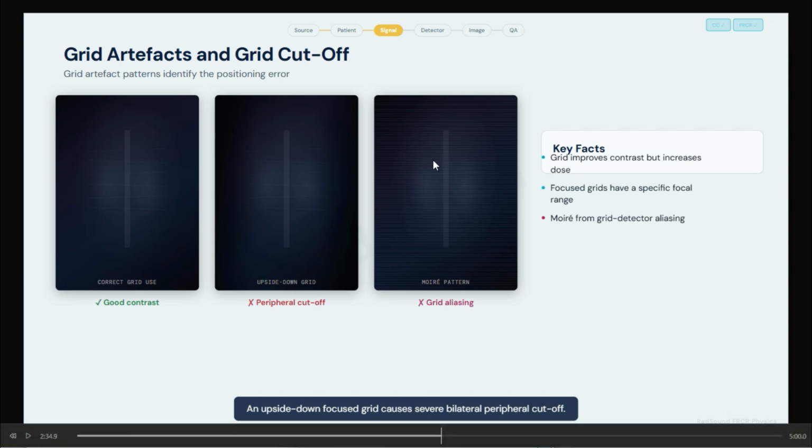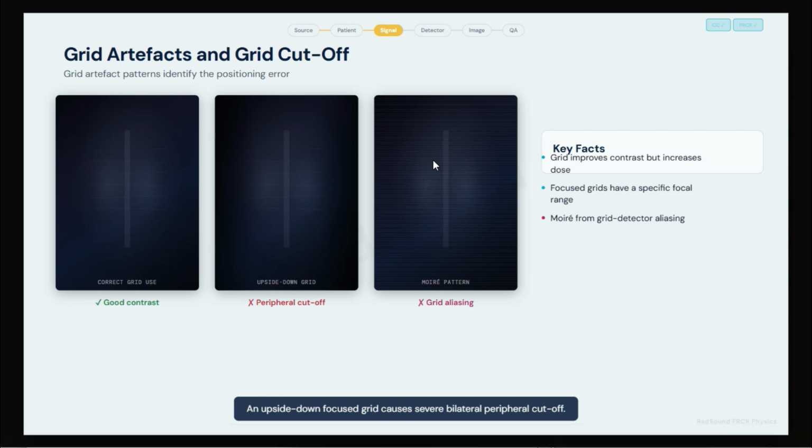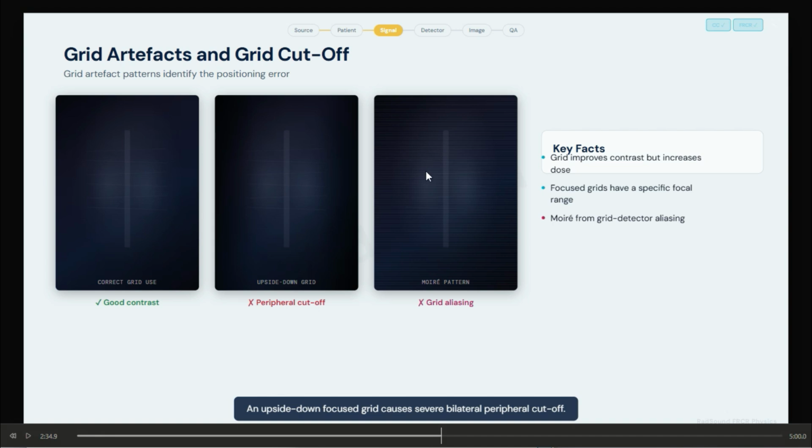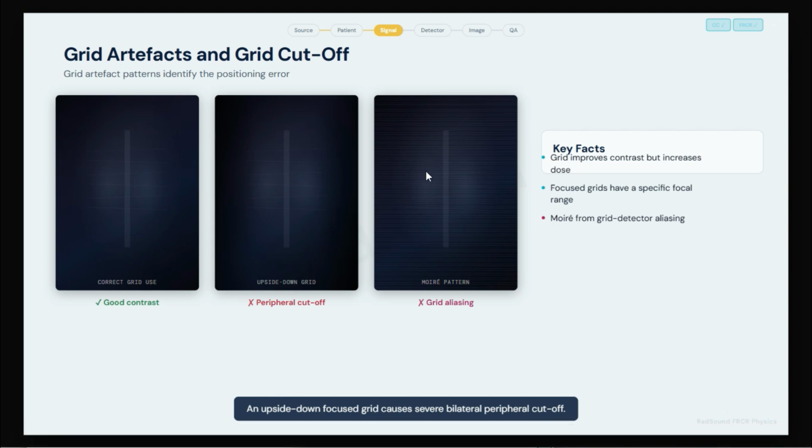You should match the grid frequency to the detector. You shouldn't use a detector which has a lower frequency than the grid, because this leads to aliasing. Remember aliasing: if the frequency is less than twice the optimal frequency that we have to take, there will definitely be aliasing. So you should check everything. That's an important quality assurance step to prevent such occurrences.